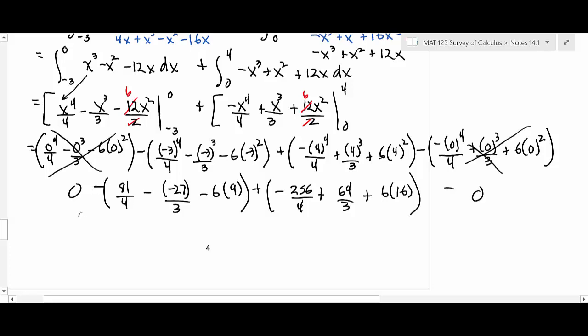Okay, so what I'm going to have is I'm going to do this now. I'm going to write this in a couple more steps, then I'm going to go to my calculator. I have negative 81 over 4. 27 over 3 is 9. So that's a negative 9, so that's a plus 9. Got the minus minus there. Then 6 times 9 is 54. Okay. I'm pretty sure 256 over 4 is 16. Okay, just making sure because I don't want to make any more mistakes today.